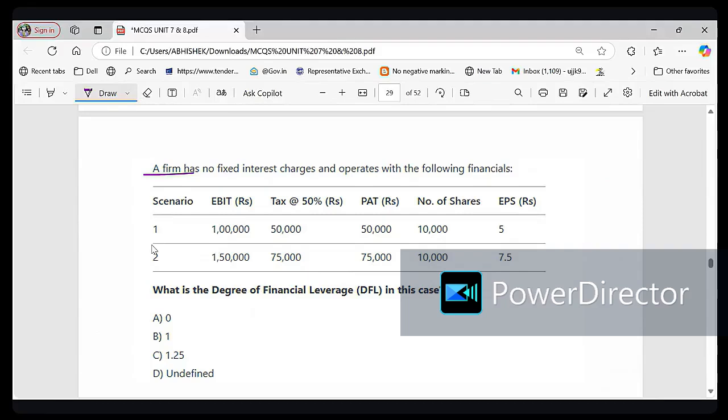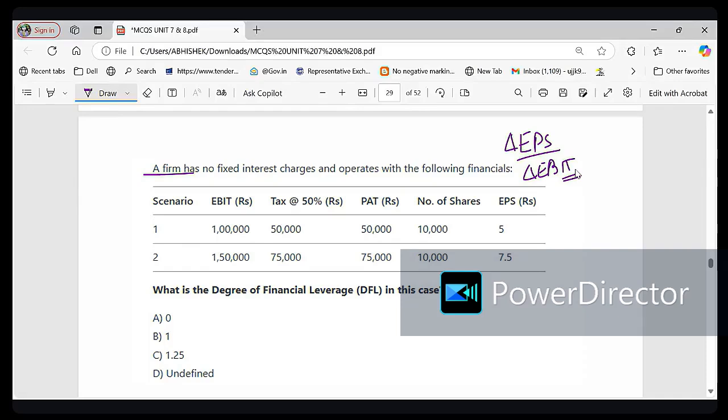One thing you can see, right? You know the formula for DFL? Just now I told you EBIT upon EBT. That is one formula. There is another formula for calculating the DFL. You know what that is? DFL tells us how the EPS, which is earning per share, changes when EBIT, our operating profit, changes. Try to understand. This is another way to understand the DFL. One formula I already told you, which is EBIT upon EBT.